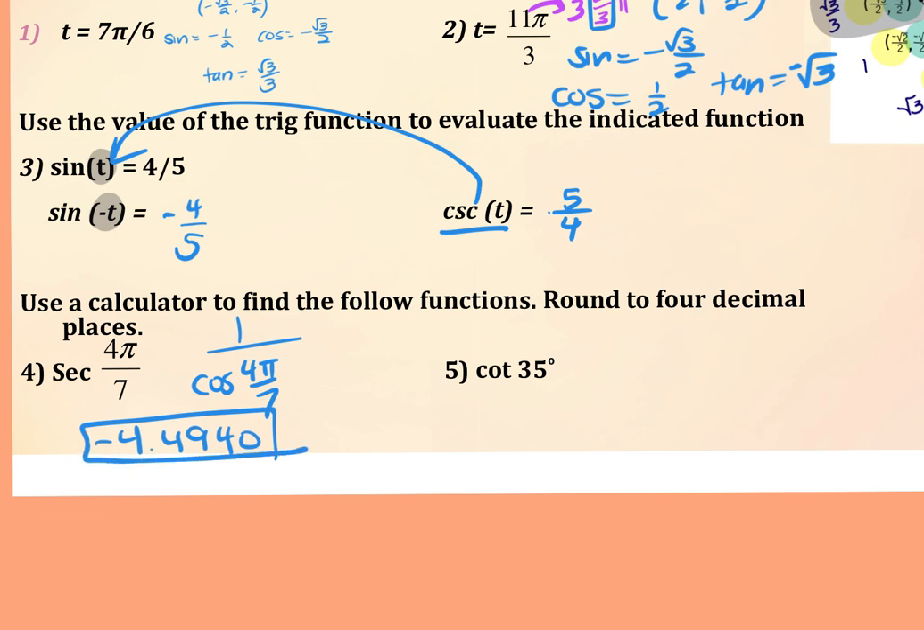And then cotangent of 35 degrees. My calculator has to be in what mode? Degrees. So 1 divided by the tangent of 35. 1.4281. Questions on those?